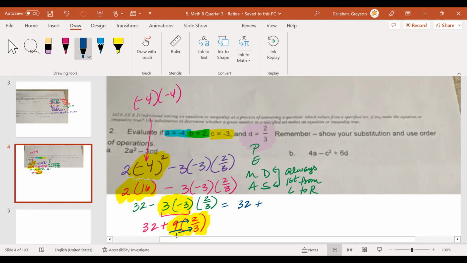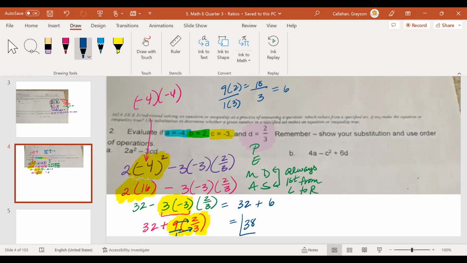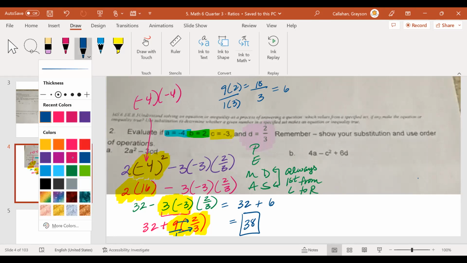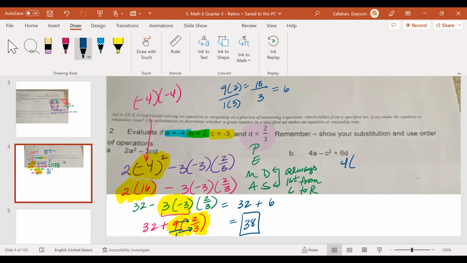Nine times 2 is? 1 times 3 is? What's 18 divided by 3? So what's 32 plus 6? Okay, that's your answer. Next, for A is a negative 4 minus C.